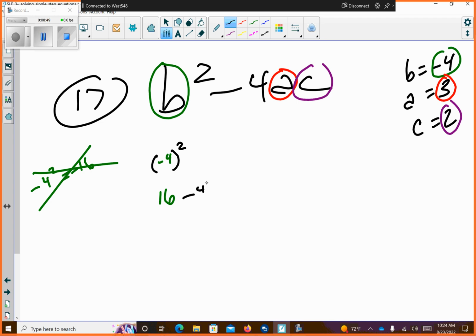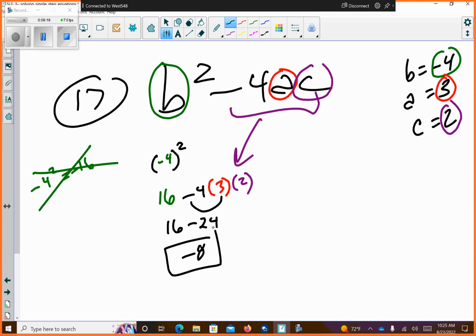Minus 4 times A. We said A is 3. We said C was 2. So I've just taken care of this, putting it right in there, changing the colors to make it easy. The 16 is going to stay alone for right now. And then I'm going to go negative 4 times 3. I think that's negative 12. What do you think? And then negative 12 times 2 is negative 24. And that's going to result, if you plug that into a calculator, as an answer of negative 8.